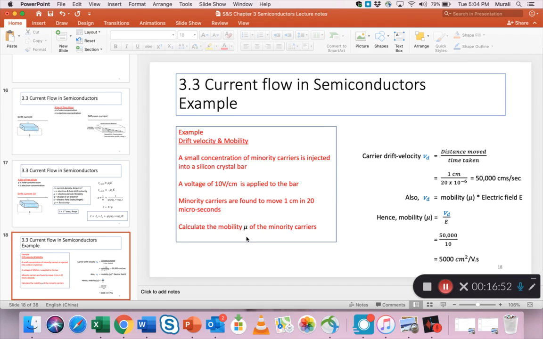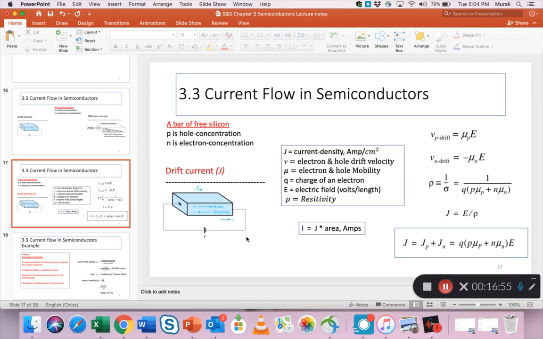Just to summarize some of the information related to drift current and how to calculate it, I moved back one slide to slide 17 to refresh your memory. Here is everything we need to find J first. J is called current density, and I is the final current. If you have the density, then you multiply by the area and you get I in amps. So the first step is to find J, the current density, and here is a bunch of formulas to help us find it.